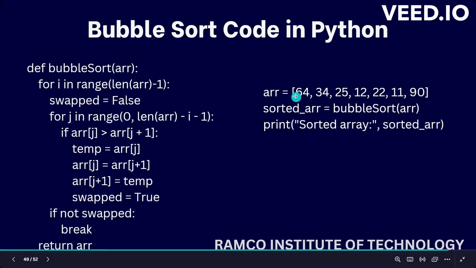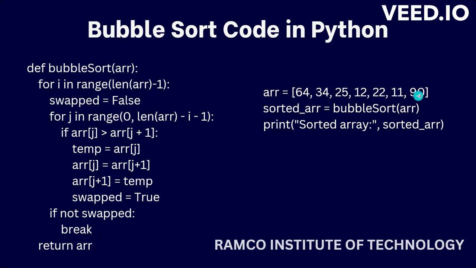Here we are providing the array of elements 64, 34, 25, 12, 22, 11 and 90. The line sorted array equals bubble sort of array calls the bubble sort function, passing the unsorted array as argument. This line will return the sorted array. Next, the print of sorted array prints the sorted array. So that's all about the coding of bubble sort.